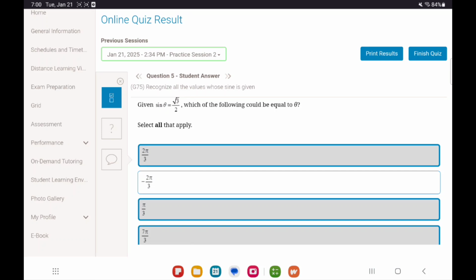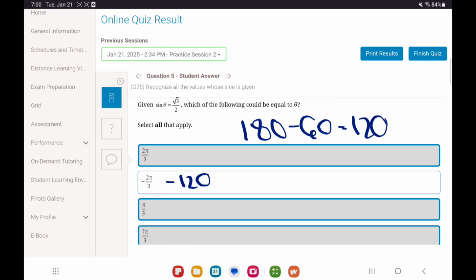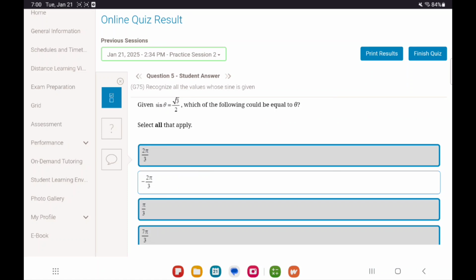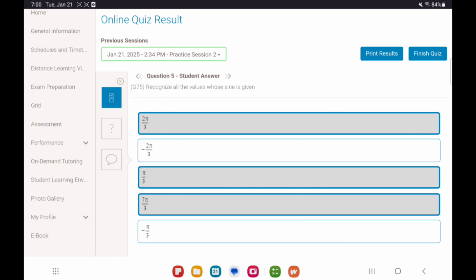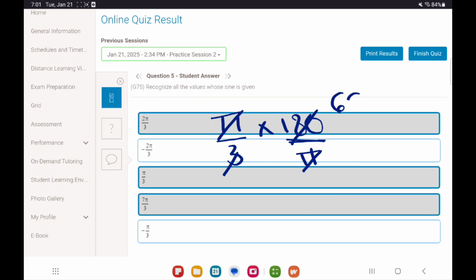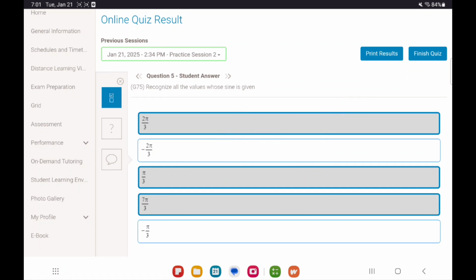Okay, so minus 2 will get you minus 120, and that's not something we can get from 180. 180 minus 60 is only 120, and it's not minus 120, so that's also wrong. And then pi over 3, okay? Let's shift it to degrees. So 180 over pi, cross, cross, cross 60. And that is what we found from radical 3 over 2. So that's one of the choices.